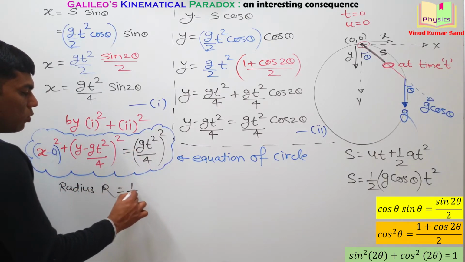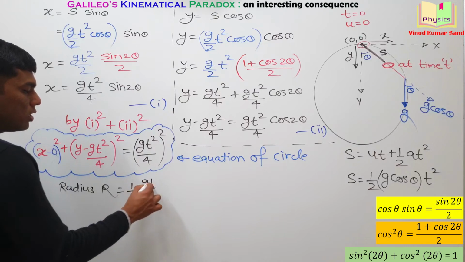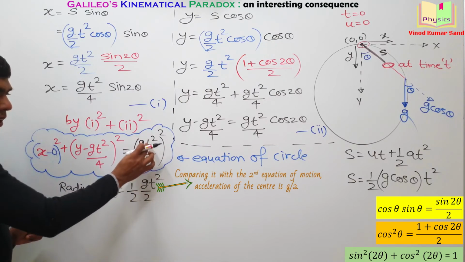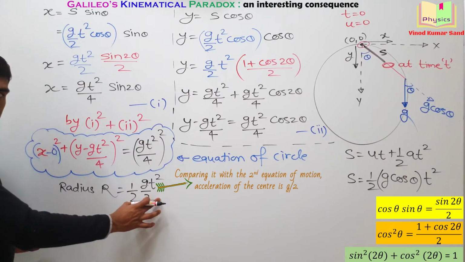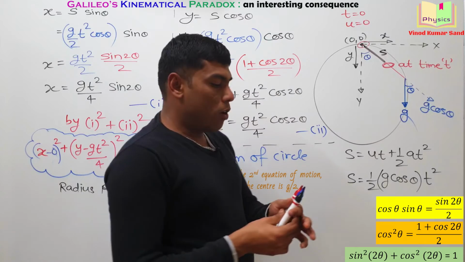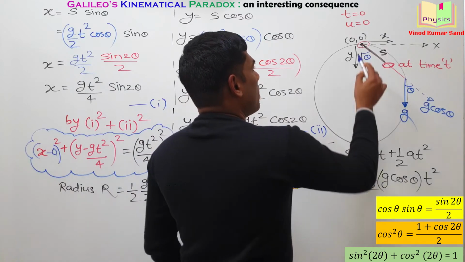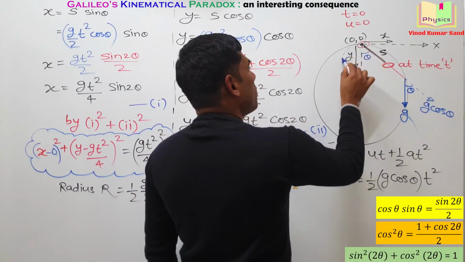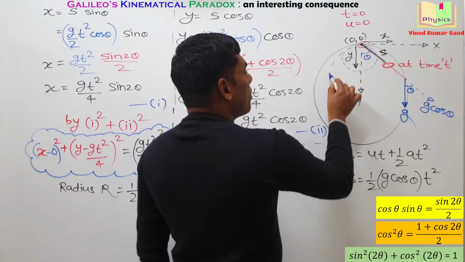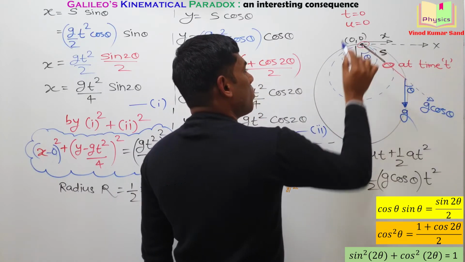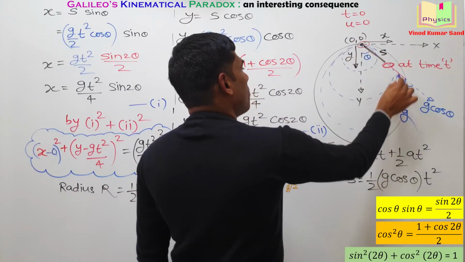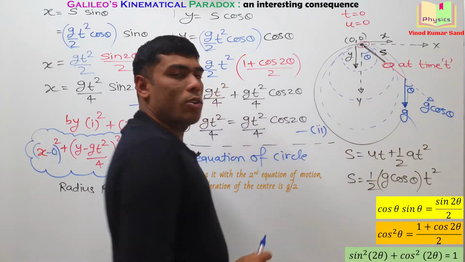R is equal to 1 by 2 gt square by 2, like this. This data inside the bracket I am rewriting in this manner. How are the circles formed? Suppose initially the position of these beads is lying over this circle. After some moment of time, the position of all the beads will be lying over this circle. Then after some other moment of time, the position of all these beads will be lying over this circle.